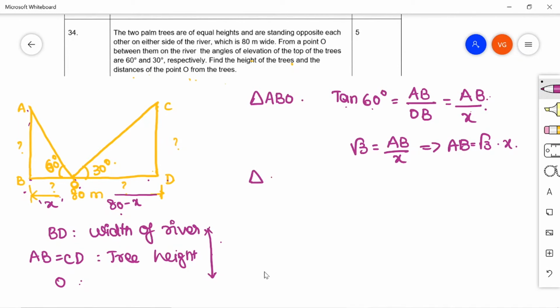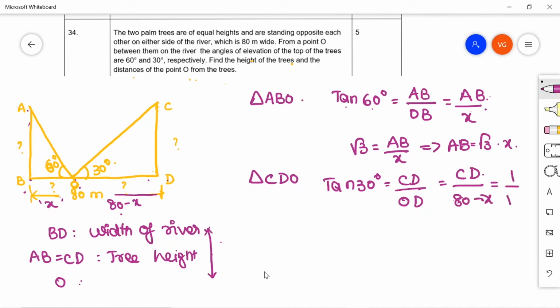Then from triangle CDO, tan 30 degree is equal to CD divided by OD. Again, CD is the height of the tree, both are the same here, right? So OD is again 80 minus x, and tan 30 is 1 by root 3. So simplify, this will be how much? CD times root 3 is equal to 80 minus x. Let us call this equation 1 and equation 2.